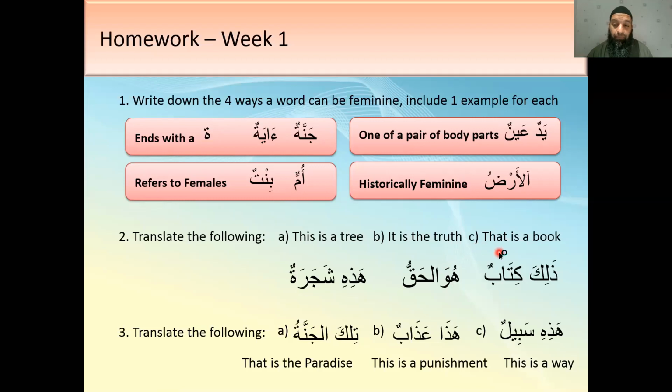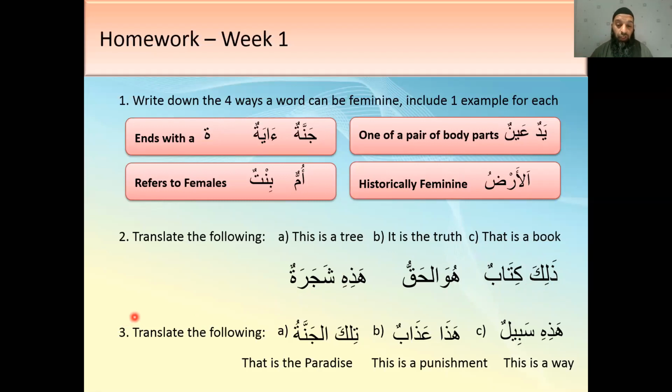C, that is a book. So here, because kitabun is a masculine word, we are going to say dhalika kitabun and not tilka kitabun. Everybody happy with that? Yeah. Okay. Good.